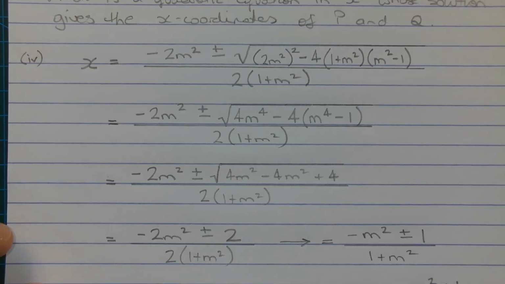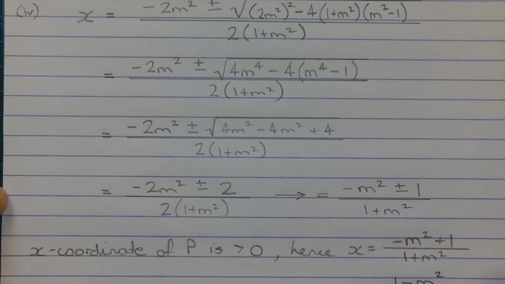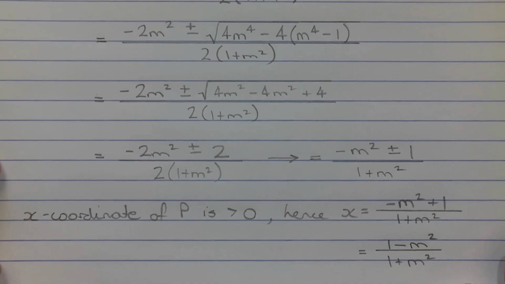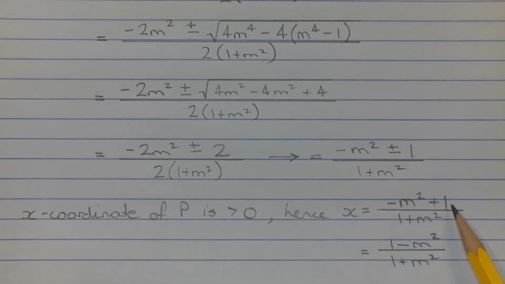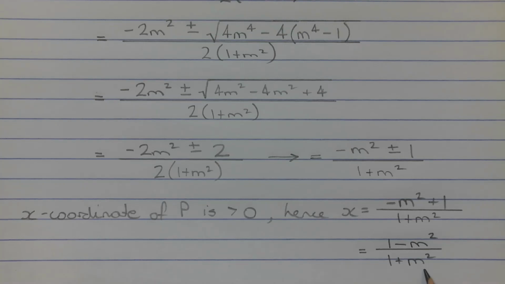1 plus m squared. Now we know that the x-coordinate of P is positive. It's greater than 0. The other solution is the x-coordinate of point Q, which we know is negative 1. Hence, x equals negative m squared plus 1 over 1 plus m squared, which is equal to 1 minus m squared over 1 plus m squared.